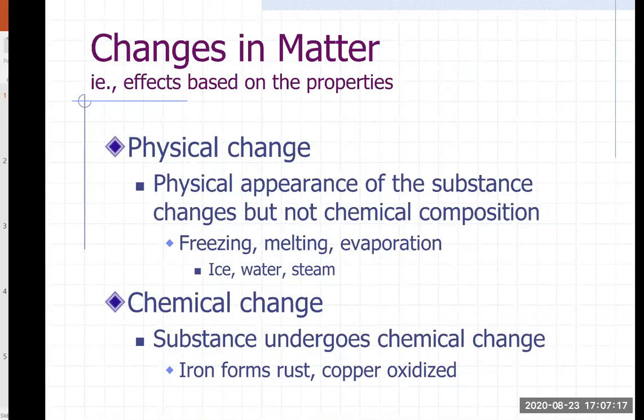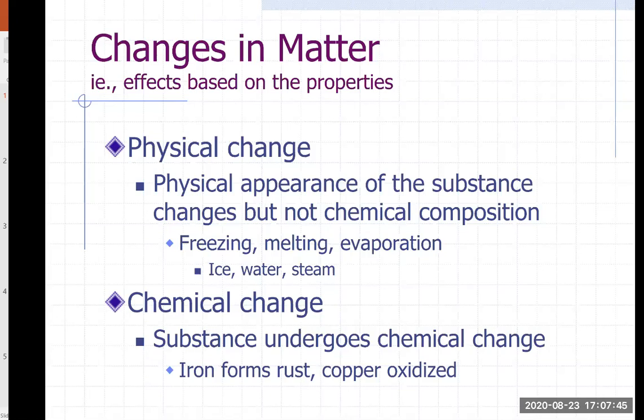Physical change, you'll see the appearance of the substance change, but not necessarily the chemical composition. I just gave you an example of water freezing, melting, and evaporating so that you can get ice, water, and steam. Again, no change in the chemical composition. In all cases, we still have H2O. You haven't separated the hydrogen from the oxygen by freezing the water or heating the water.